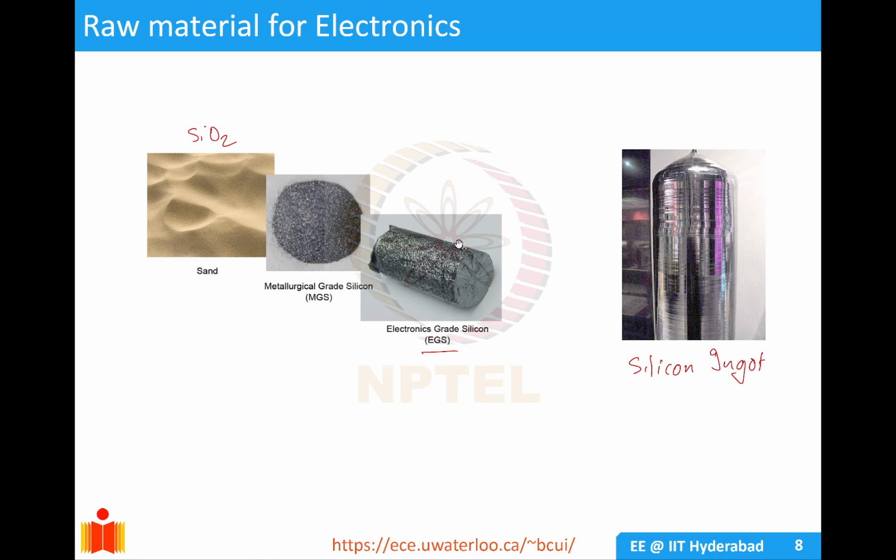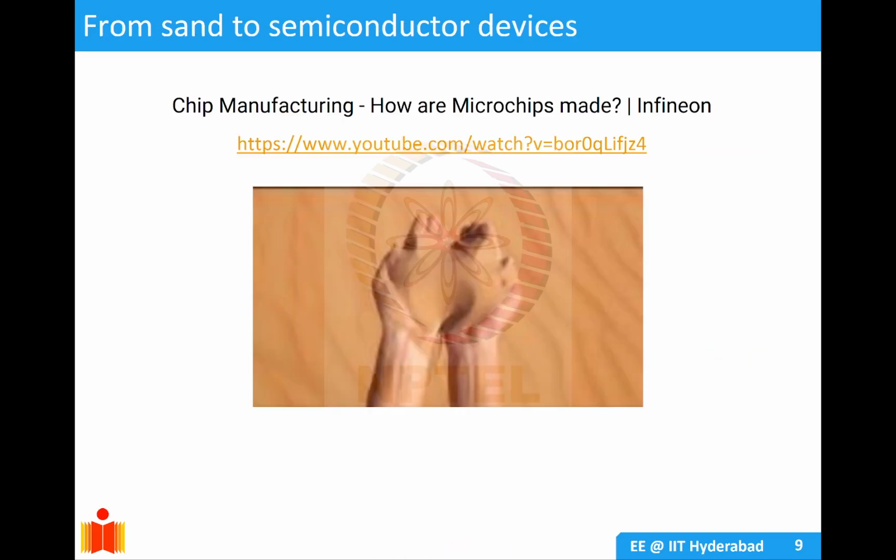And from electronic grade silicon we develop the silicon ingot. And from this silicon ingot then we cut it and make our silicon wafers, on which we make our electronic devices. So if you go to this link, this will show you how starting from sand we get our semiconductor devices. So the whole process of chip manufacturing by Infineon.